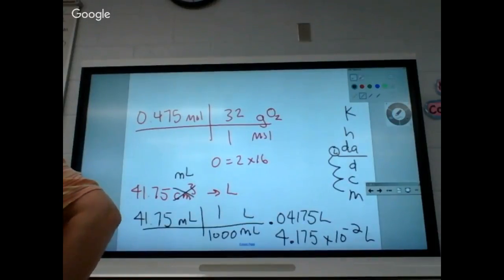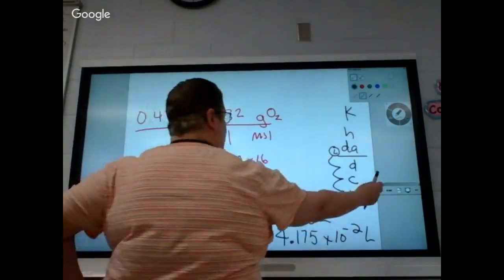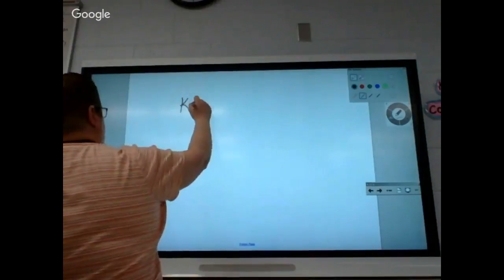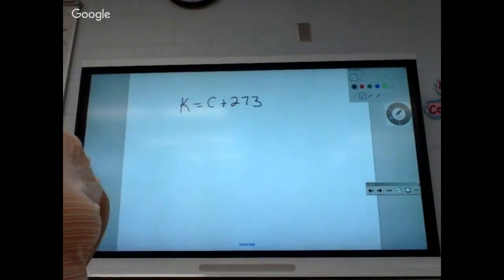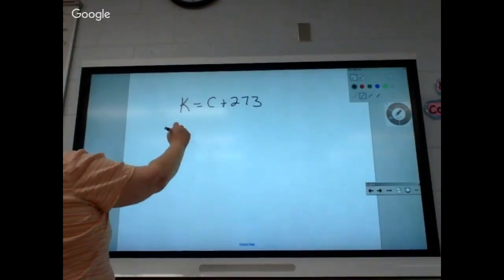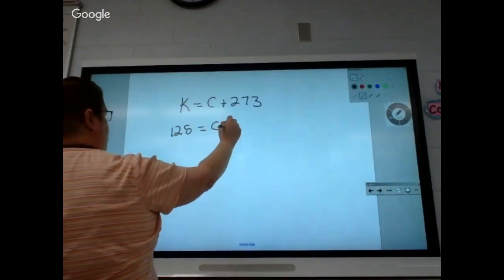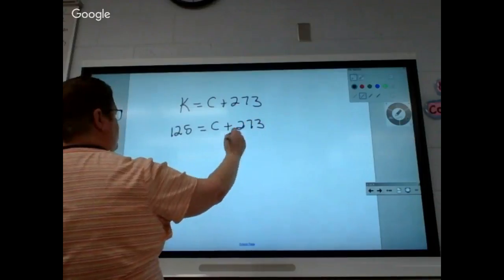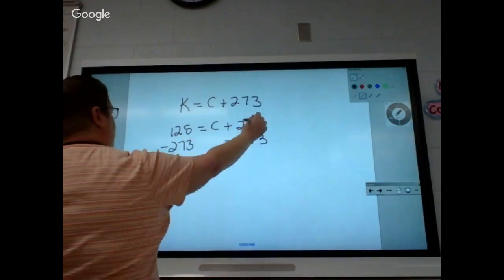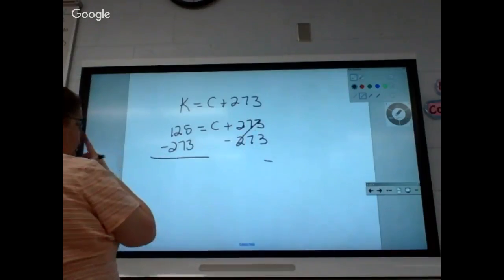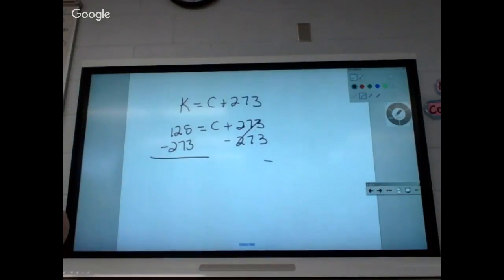Can you do number 2 too? Because I forgot how to do that. You do number 8. Yep. So K equals C plus 273. So you've got 125 K. So K equals C plus 273. So subtract 273 on both sides. This will cancel. So 125, subtract 273.